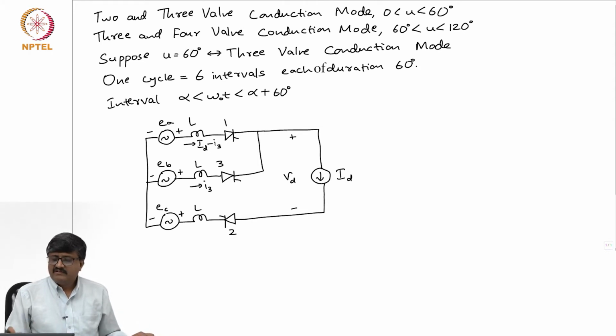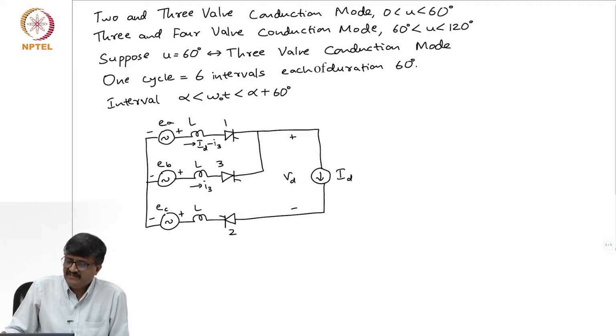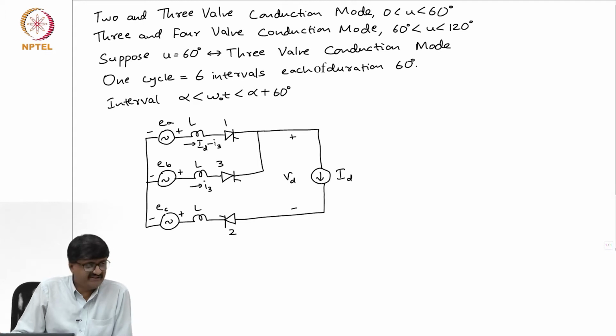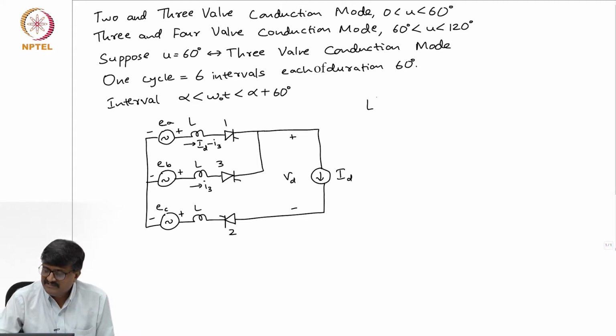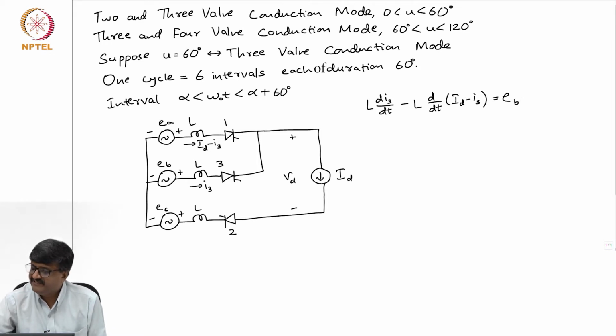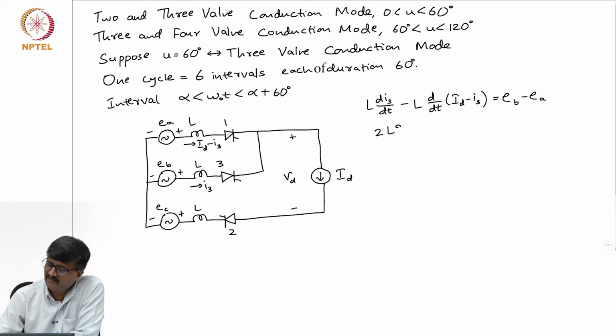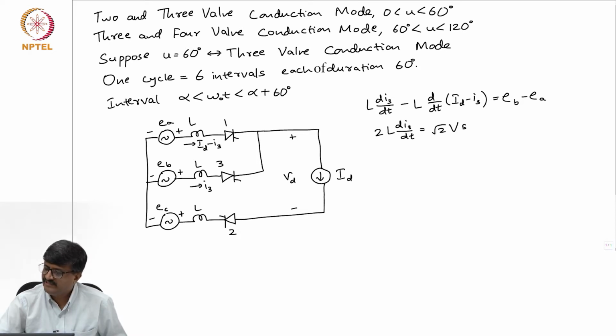Let us apply Kirchhoff's voltage law to the loop containing EA, EB, the two inductances L, and valves 1 and 3. By Kirchhoff's voltage law, I get L di3 by dt minus L d by dt of (ID minus I3) is equal to EB minus EA. Since ID is a constant, the left hand side is 2L di3 by dt, equal to EB minus EA, which is root 2 V sine omega t.